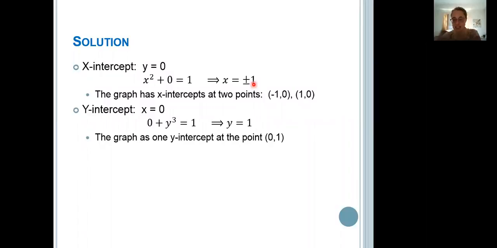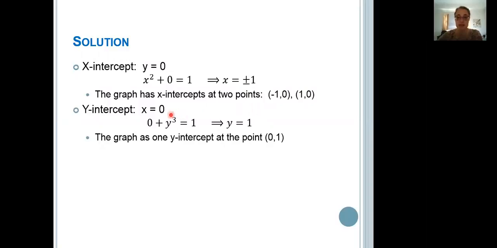The index is the number in front of the radical, right? The square root has a 2, an index of 2. That's an even number. So when we take the square root to solve an equation, we have to take both the positive and the negative roots. So we have 2 x-intercepts, one at (-1, 0) and one at (1, 0).